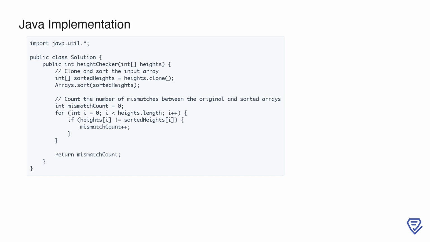First, the input array is cloned and sorted, then we count mismatches between the original and sorted arrays. The Java implementation includes explicit type declarations and uses the Arrays.sort method for sorting. The heightChecker method is the entry point, and the algorithm runs in O(n log n) due to sorting.